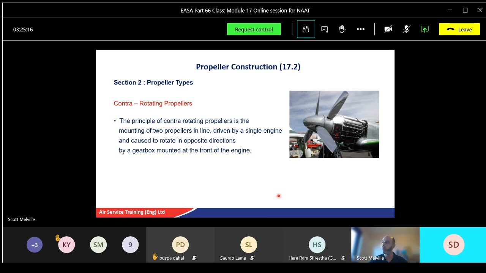Okay, so there we go. You've got a front propeller, and then directly behind it is another propeller. Again, both of them are working in opposite directions. So the vibration, etc., should balance each other out.